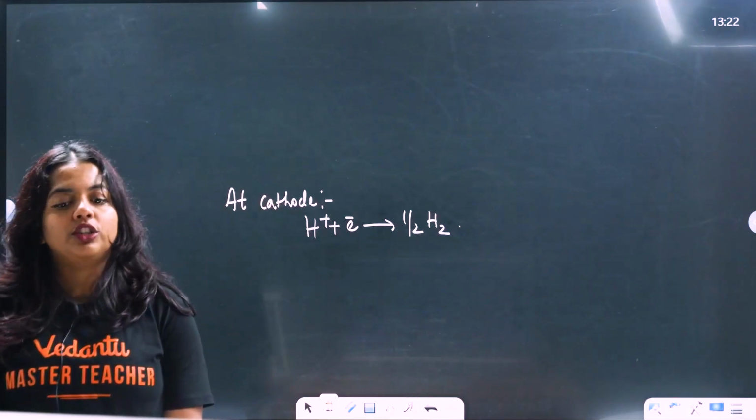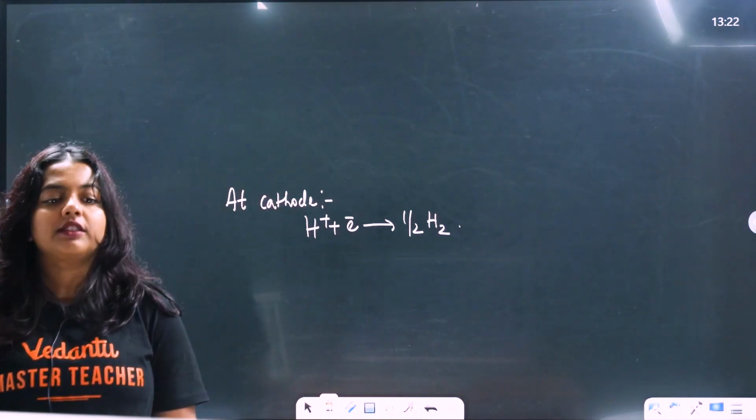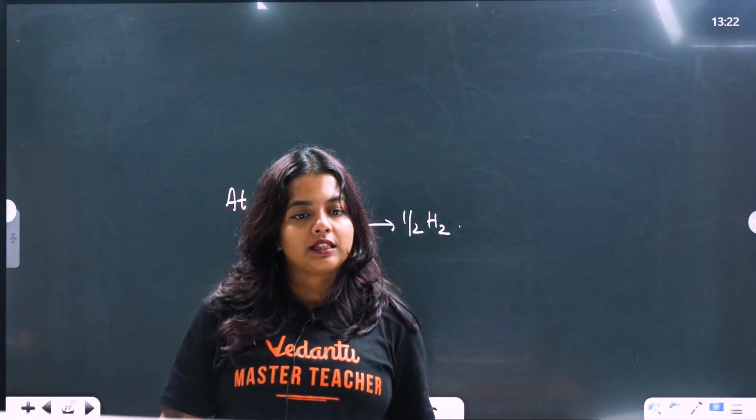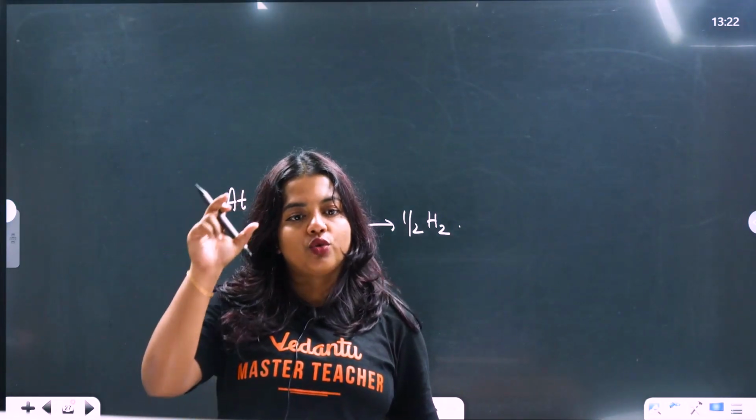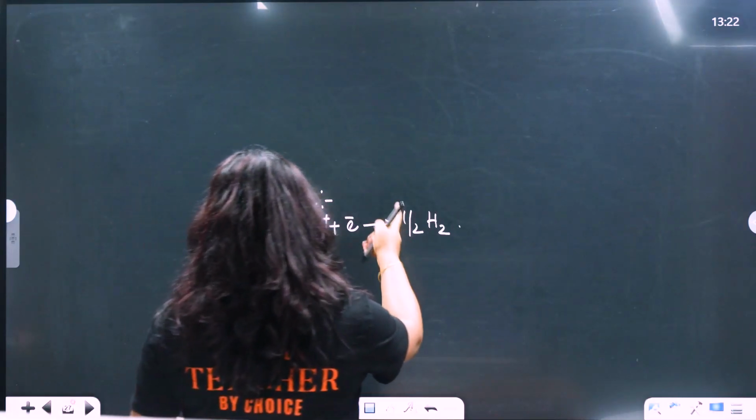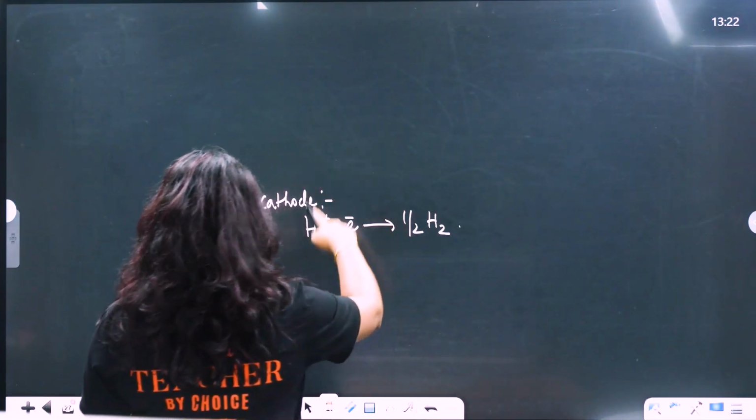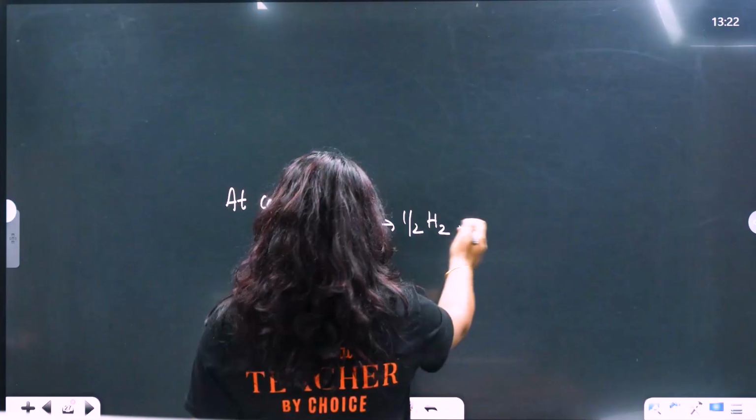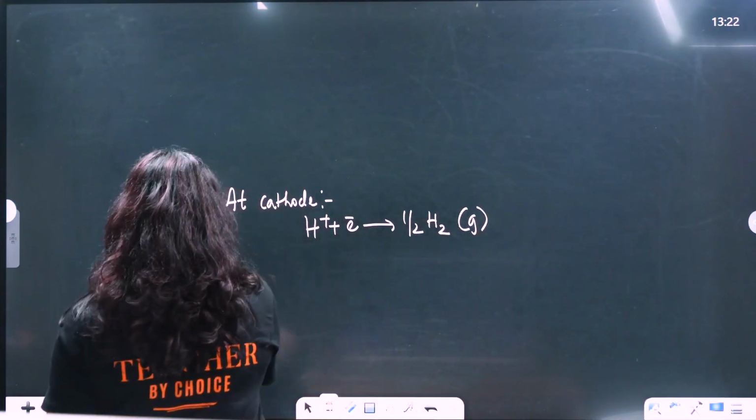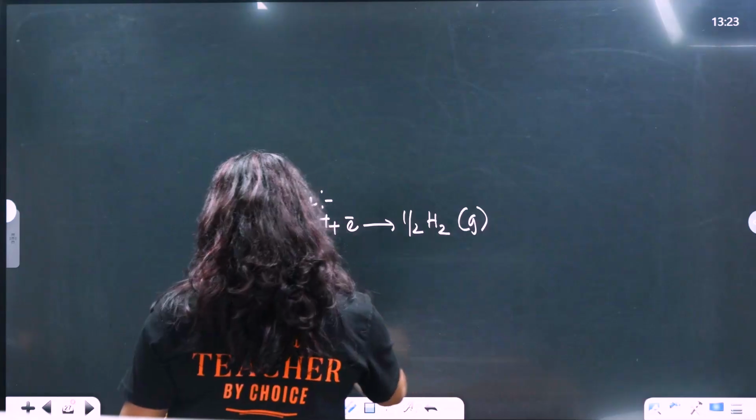At the cathode, I told you that hydrogen is taken as the reference electrode. And now what happens here is, this H2 is formed in the reference cathode. So H plus plus electron gives half H2, which is actually in the gaseous state. Okay, so this is what happens in the cathode.